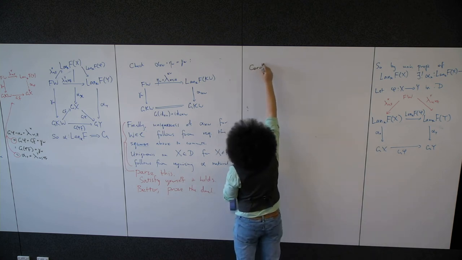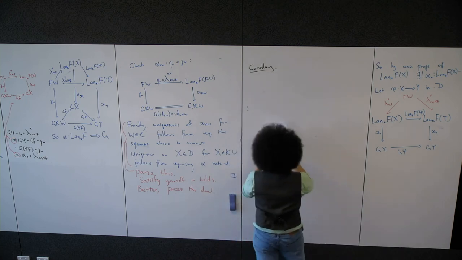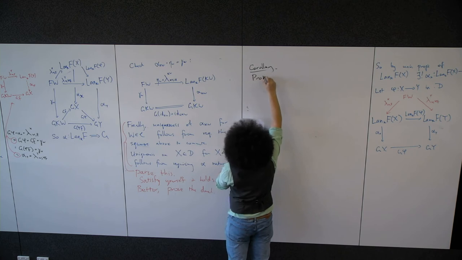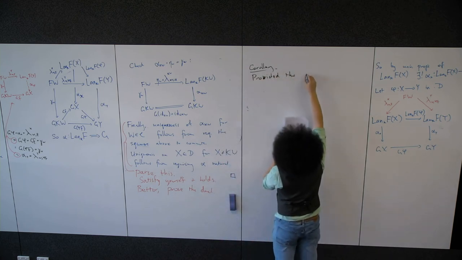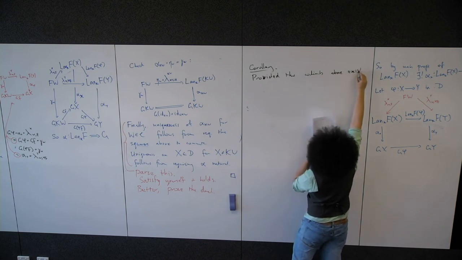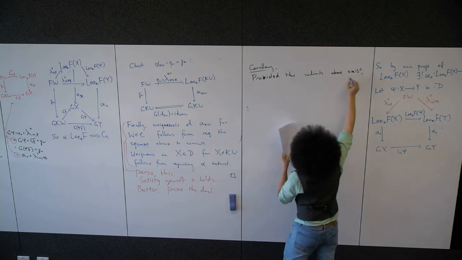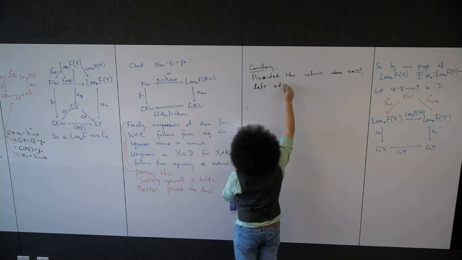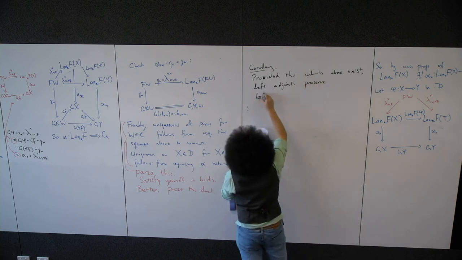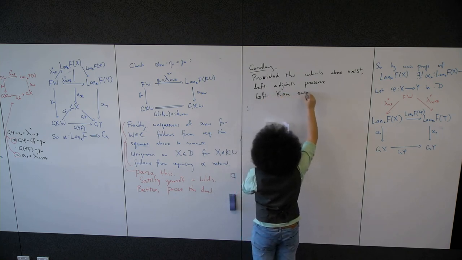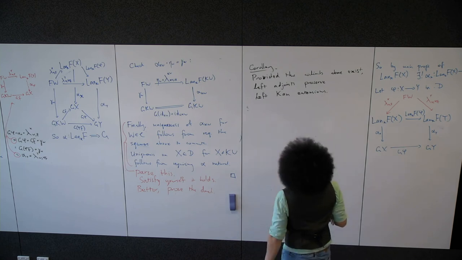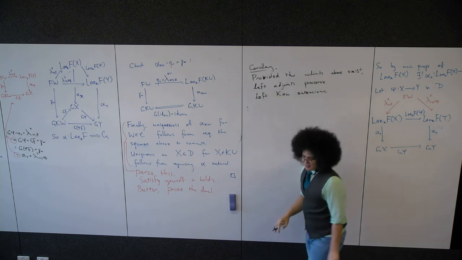Here's a corollary. Provided the colimits above exist, so that is the colimits in the theorem, left adjoints preserve left Kan extensions. So I could replace limits with colimits and lefts with rights, and this is also true.